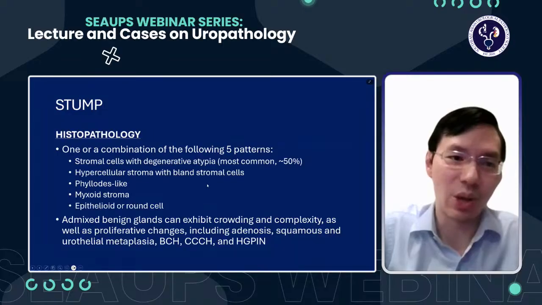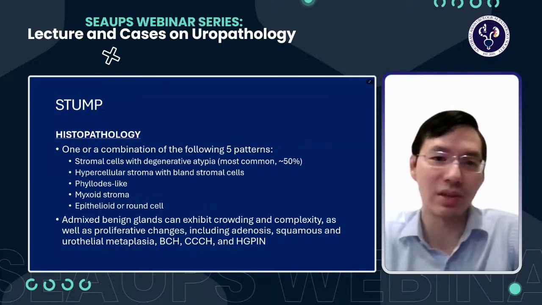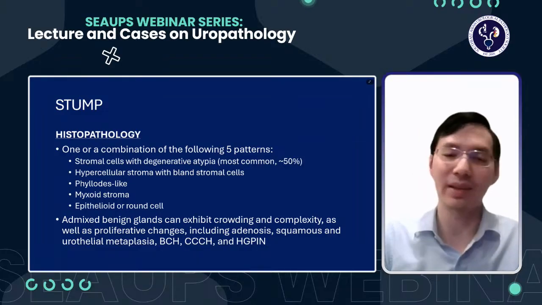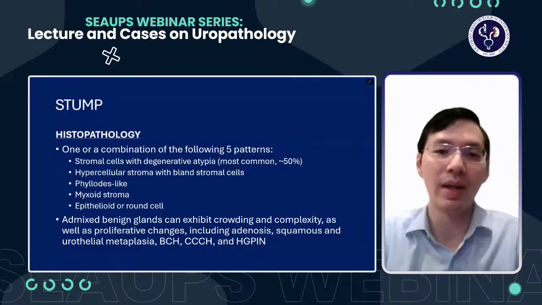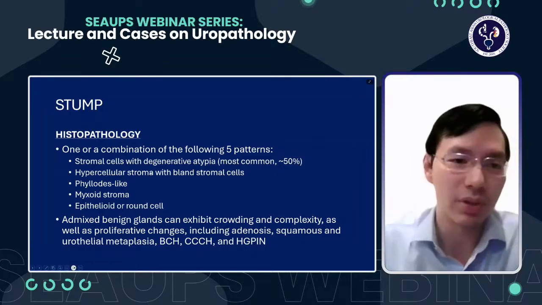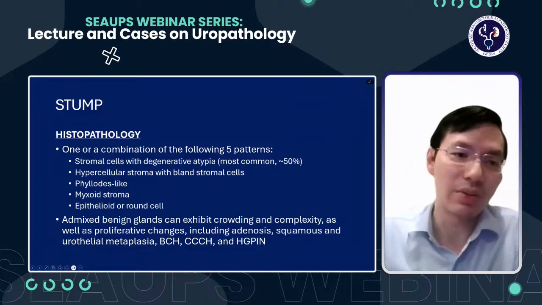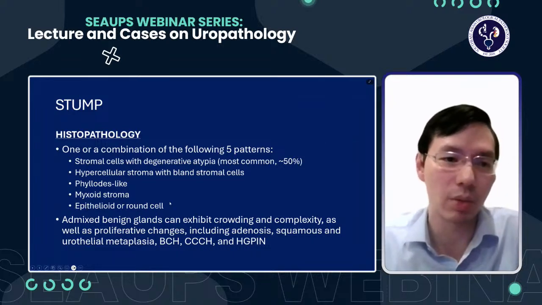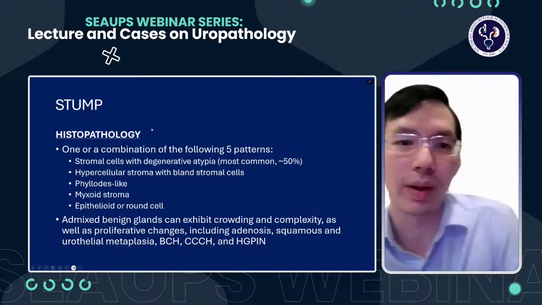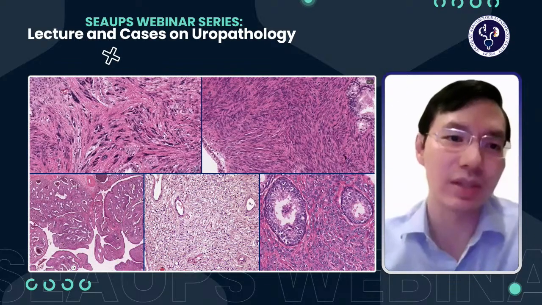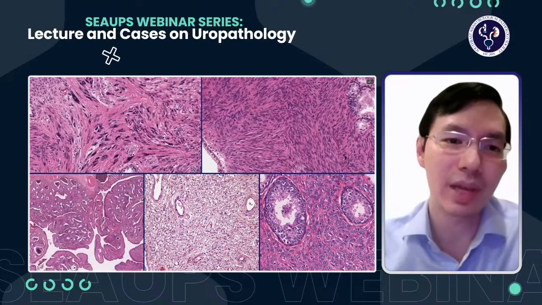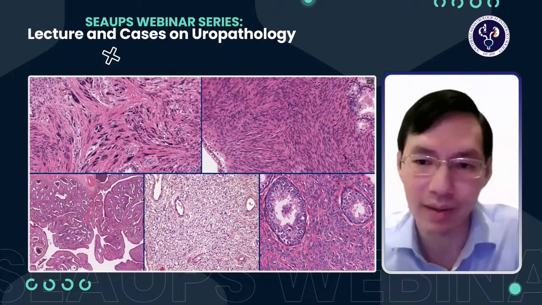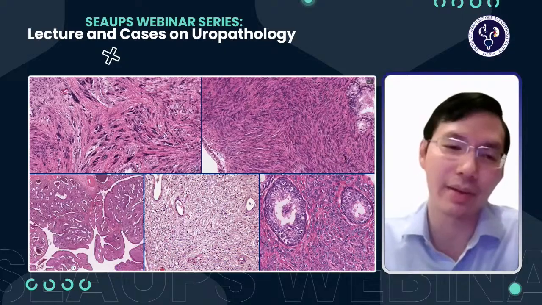Under the microscope, it can have one or a combination of the following five patterns. The most common pattern is stromal cells with degenerative atypia, like in the case that I just showed you. The other four patterns are hypercellular stroma with bland stromal cells, Phyllodes-like pattern, myxoid stroma, and the most recently described pattern, the epithelioid or round cell pattern. So here is what they look like. This is the degenerative atypia pattern. This is the hypercellular pattern. This is the Phyllodes pattern. This is the myxoid pattern, and this is the round cell or epithelioid pattern.